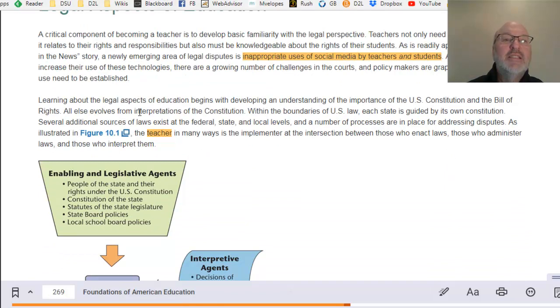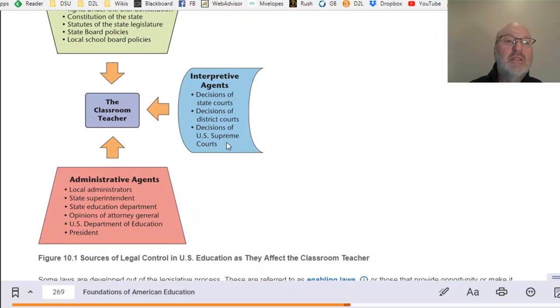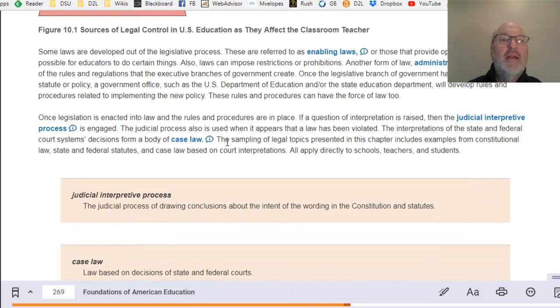Increased technologies. Take you down here. The teacher in many ways is the implementer of the intersection between those who enact laws, those who administer laws, and those who interpret them. And they give you a little diagram here. All right. And then I take you here.